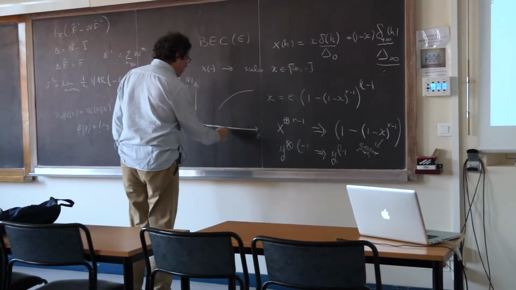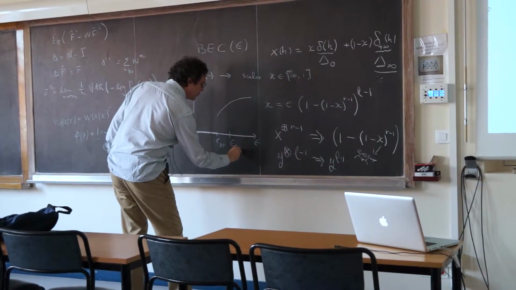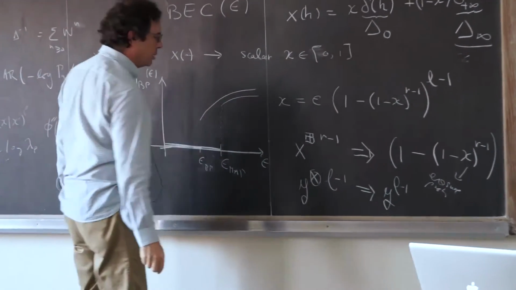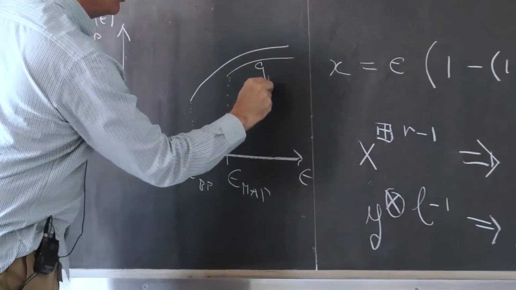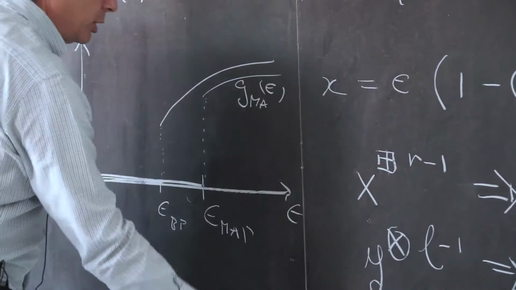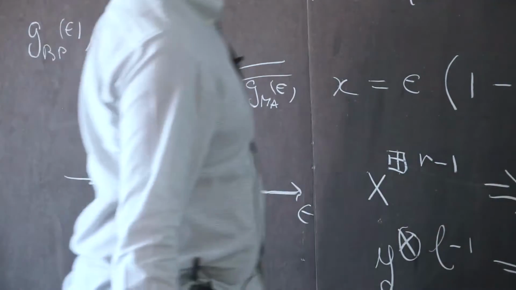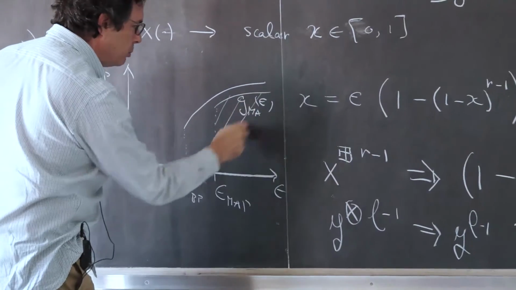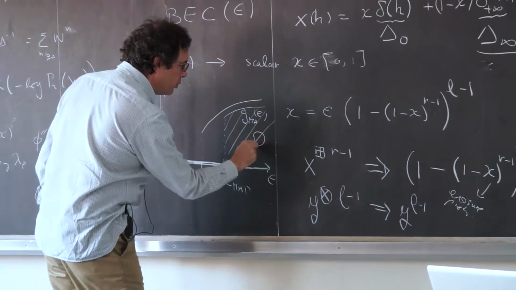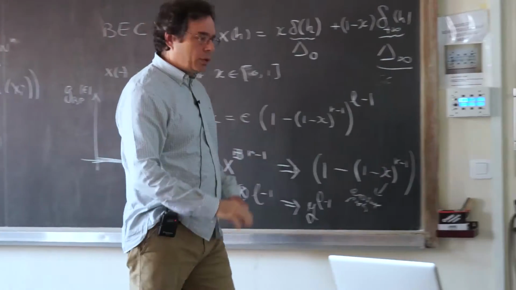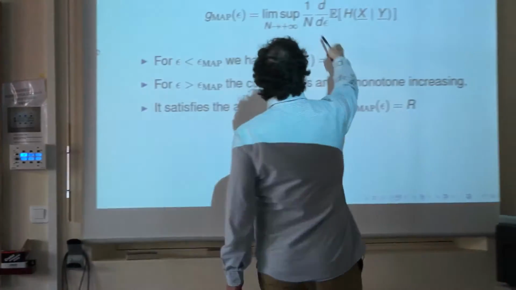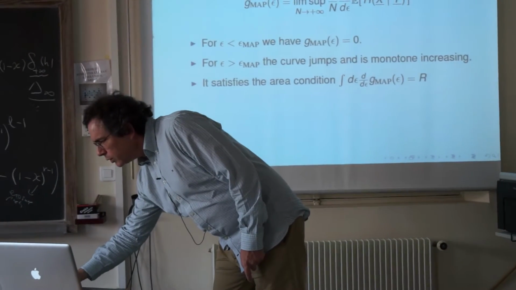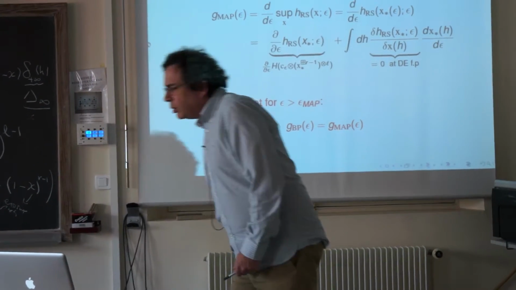So above epsilon MAP, maybe epsilon MAP is here. So here it's 0, and maybe it jumps to something like that. So maybe this is G MAP of epsilon. Okay, and this definition is tailored so that the area below this curve is equal to the rate of the code. Because if you integrate this derivative, you can easily show that you get the rate of the code. Okay, so recall where we are.